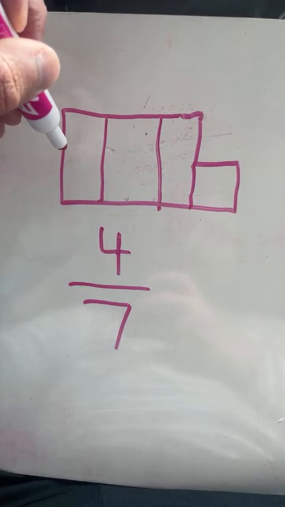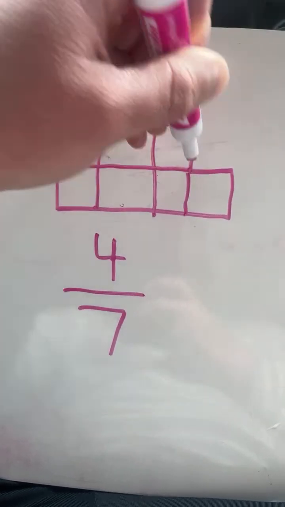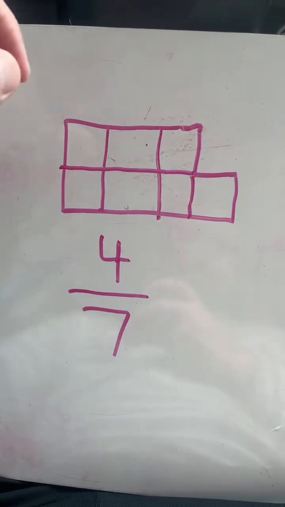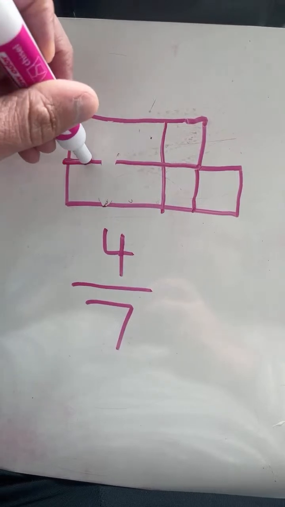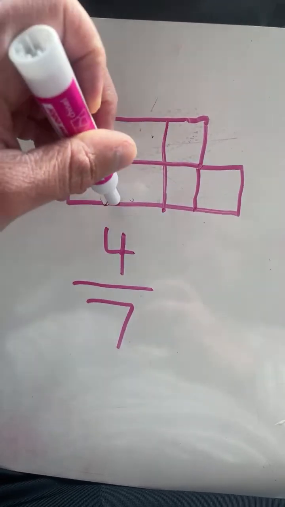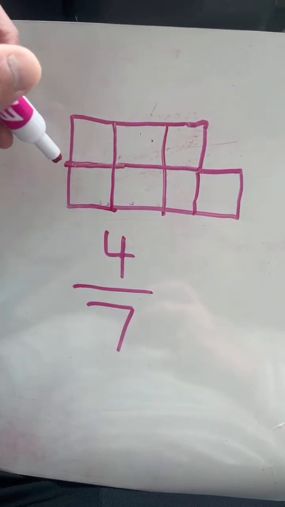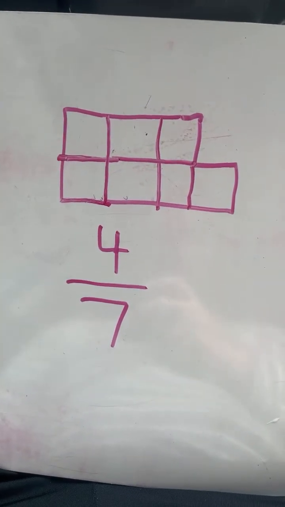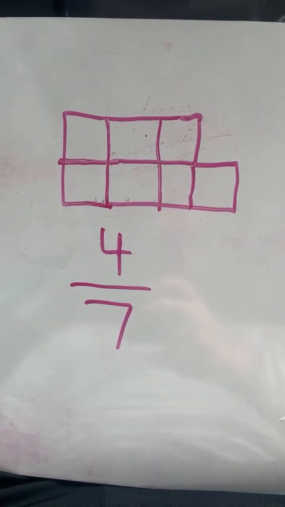Roughly equal parts. It's not going to be drawn exactly to scale, but I'm going to make it as precise as possible here. Just even out the lines a little bit more. There we go. So not exactly to scale, but as precise as possible. So we have 7 total parts.